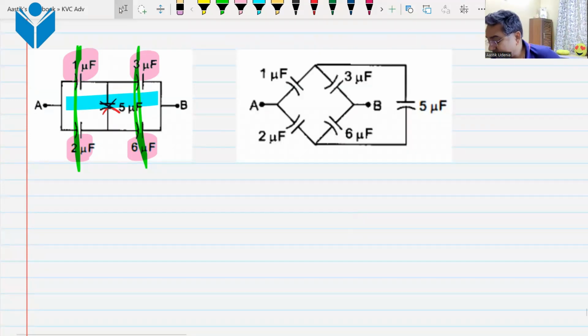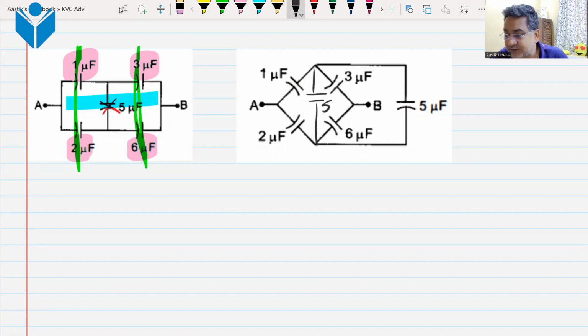This is the next question in the same series. What is the equivalent capacitance between A and B? This is the same question. You put it like this or you put it another way, the concept remains the same. This question is the same. Do we understand this? Yes or no? Yes, sir. Girls, do we understand this, or is this going above our heads? Understood, sir.